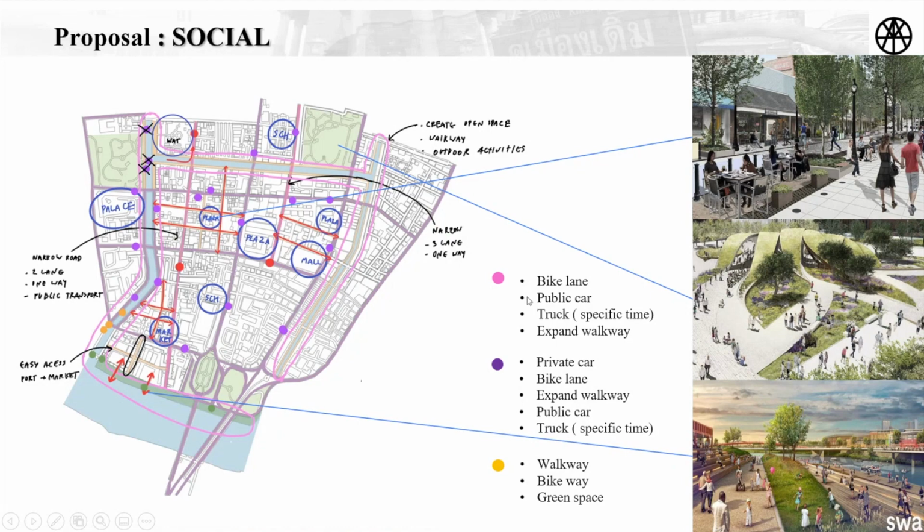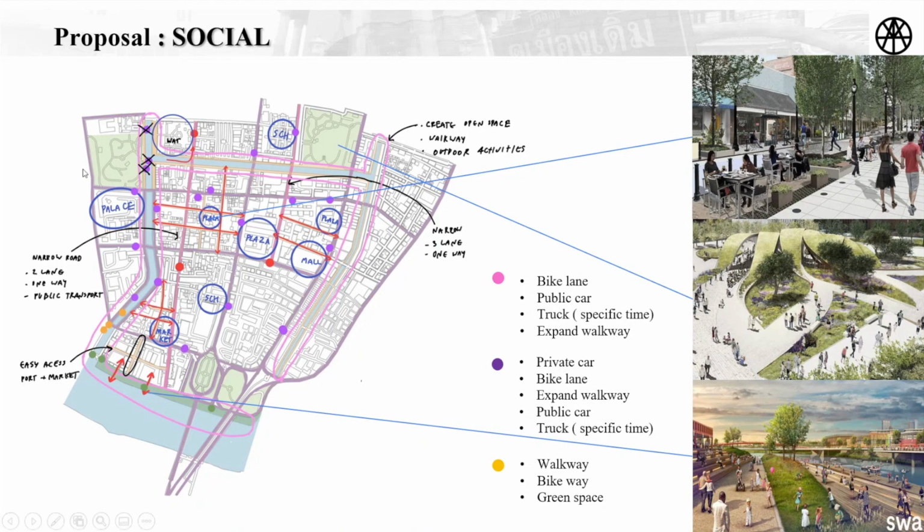And for the road, we define it to be 3 types. The pink road is quite a narrow road compared to the others, and we adjust it for just public cars, with a bike lane, and trucks for delivery at specific times.